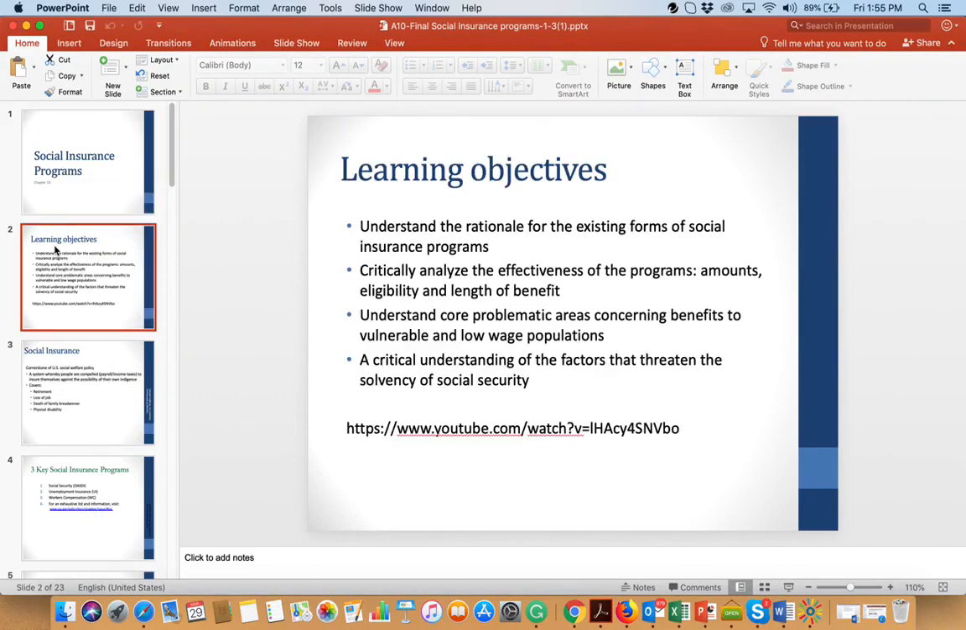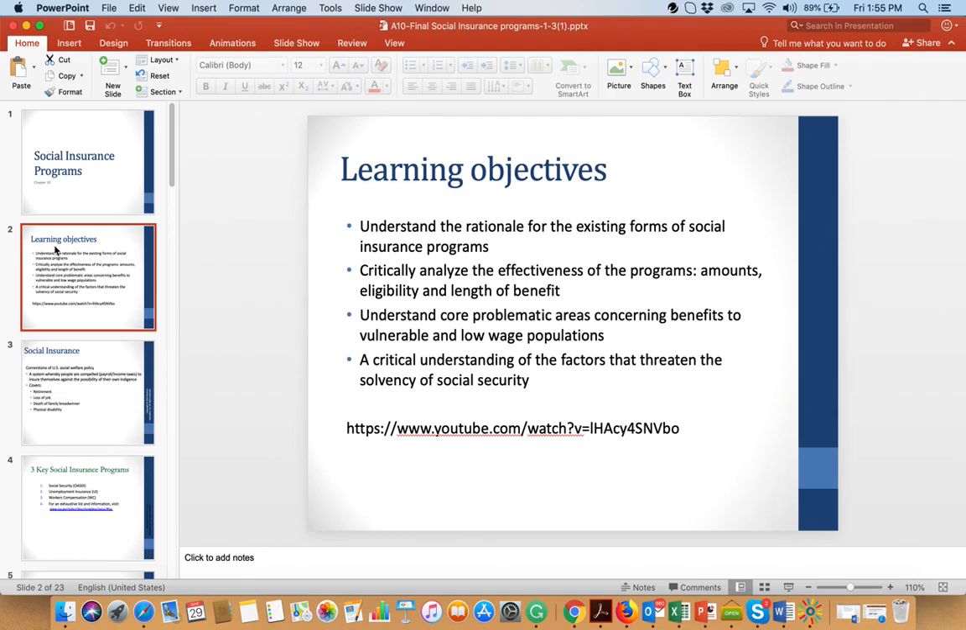Learning objectives. There are four broad learning objectives that I would want you to remember. One is to understand the rationale for the existing forms of social insurance programs. In other words, why is it that the United States government found it better to have social insurance programs for its people?